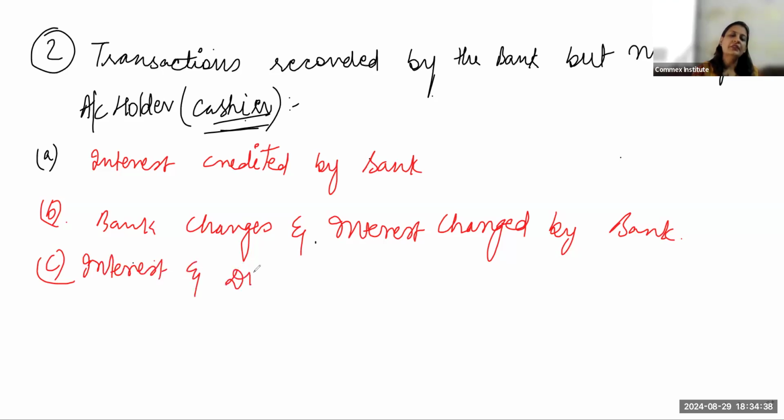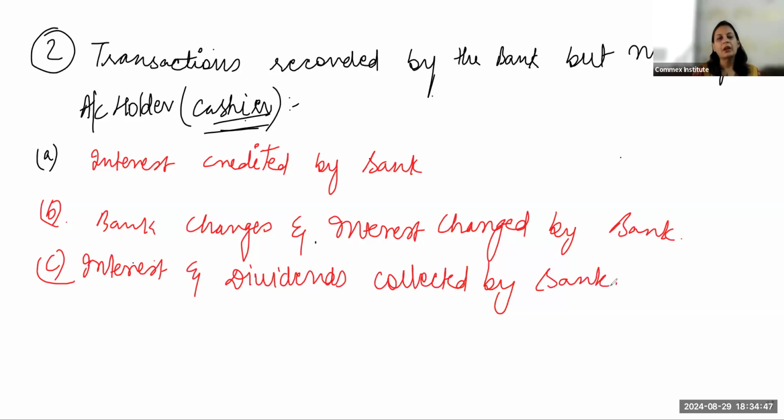Interest and dividends collected by bank. Now see, suppose I've got some FDs made, okay, and the amount is being increased or credited by my banker directly into my account without my knowledge. Or if I've got shares of some, say Reliance, and I'm getting the dividend on those shares, so that dividend would be credited or sent directly to my account. So my account will increase by my banker, but I don't know. So that difference would be there.